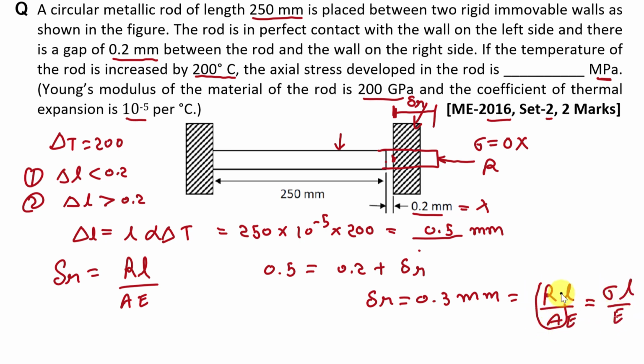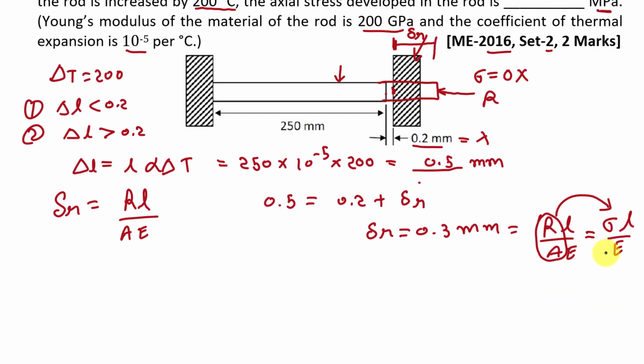This R divided by A is load divided by area, that is stress, right? So now from here we can say that sigma is equal to 0.3 into E divided by L. Now we have the value of E, that is 200 gigapascal. So we will convert this value of E in megapascal. So it will be 200 into 10 raised to 3 megapascal.